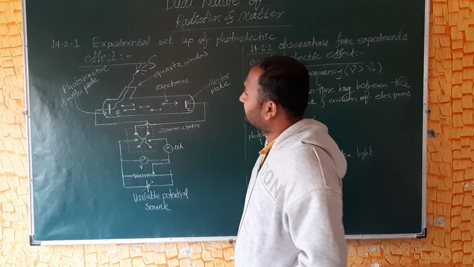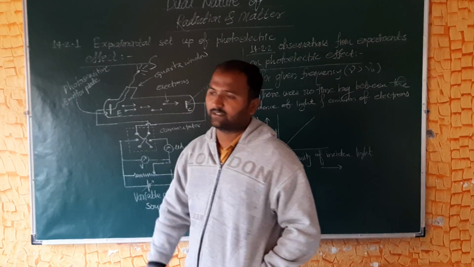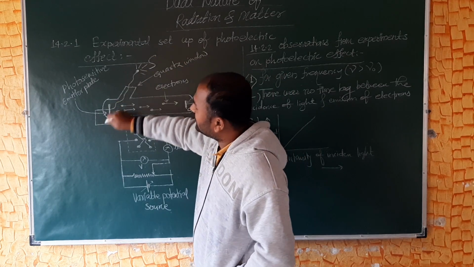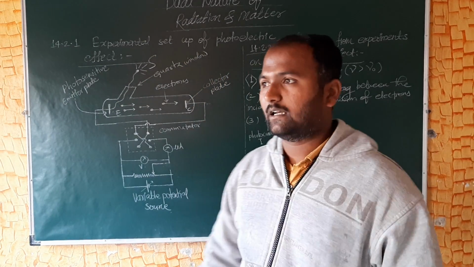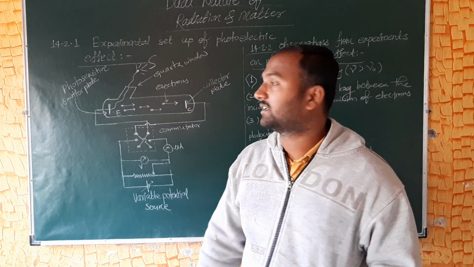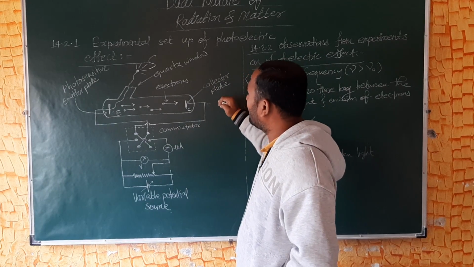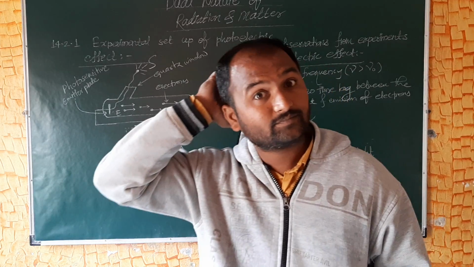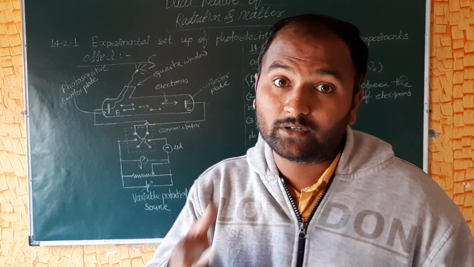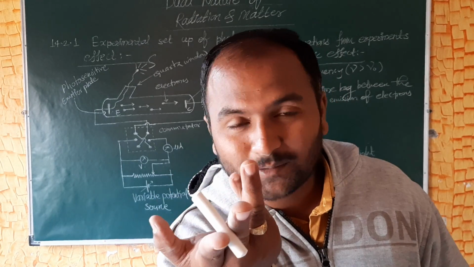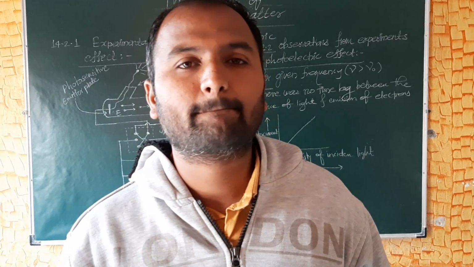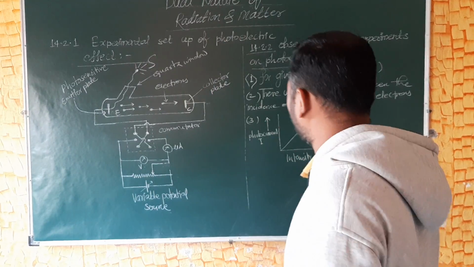So this is a photosensitive emitter plate. When radiation of suitable frequency is incident on that plate, a number of electrons are ejected. These electrons are collected by the collector plate, which is at positive potential. Due to this the electrons move, and the rate of flow of electrons is nothing but electric current. So current I is recorded. This is the first observation.